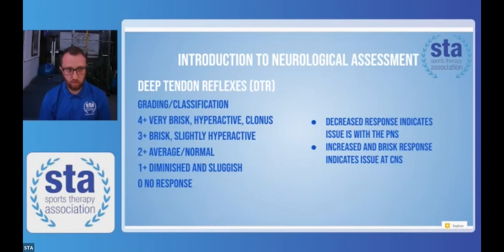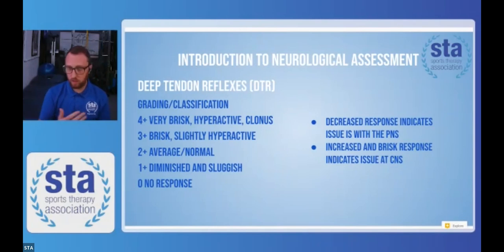So what you're looking for, +4 is a very brisk, hyperactive response or clonus. The clonus is where it twitches like this. So that's obviously my hand doing it, but I've seen a clonus response once years and years ago in a foot, with forced plantar flexion, forced dorsiflexion, and it had a clonus response and it just started trembling. And that's an involuntary response.